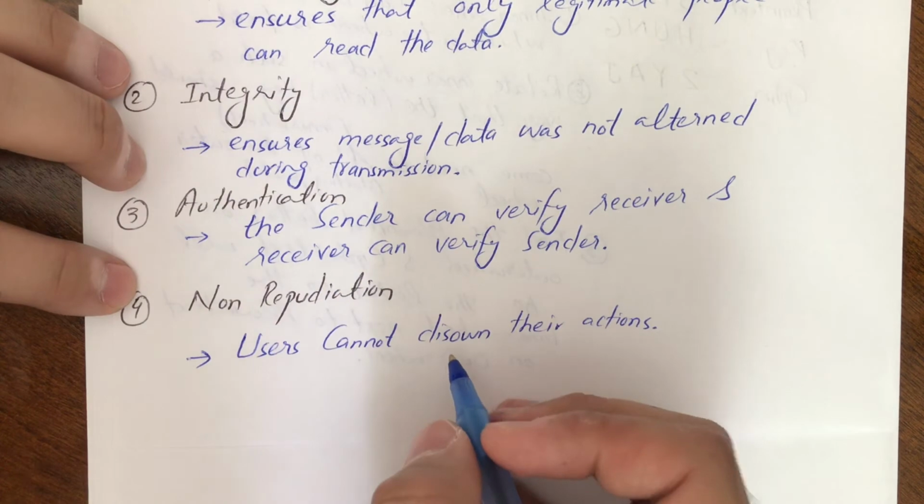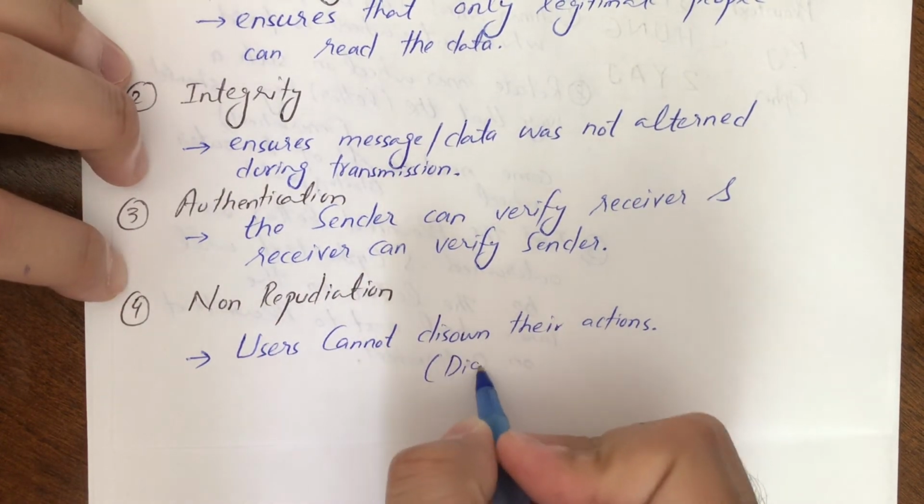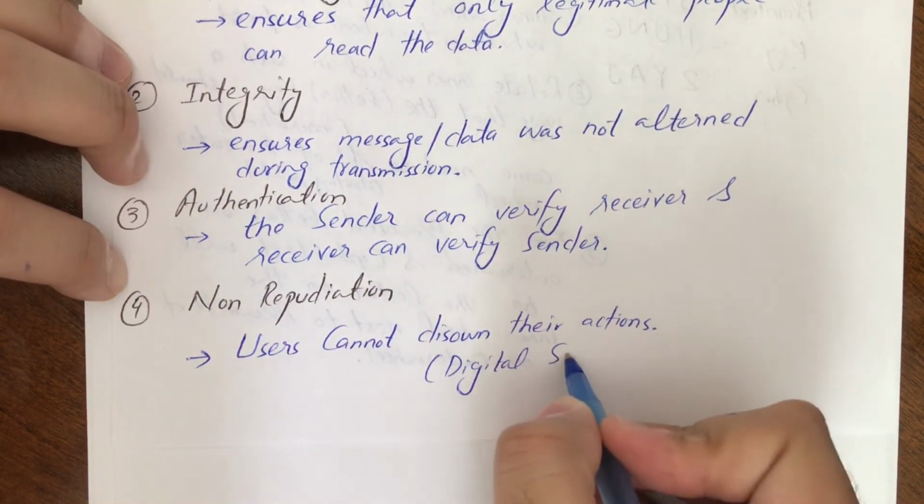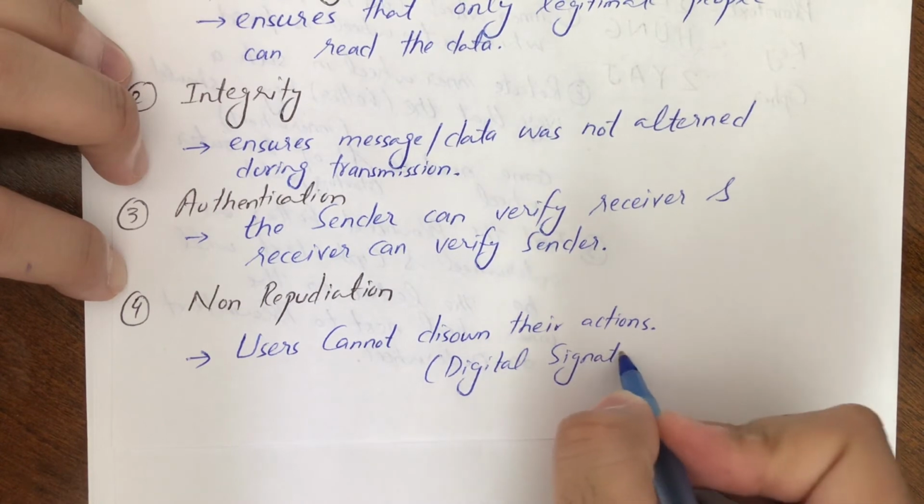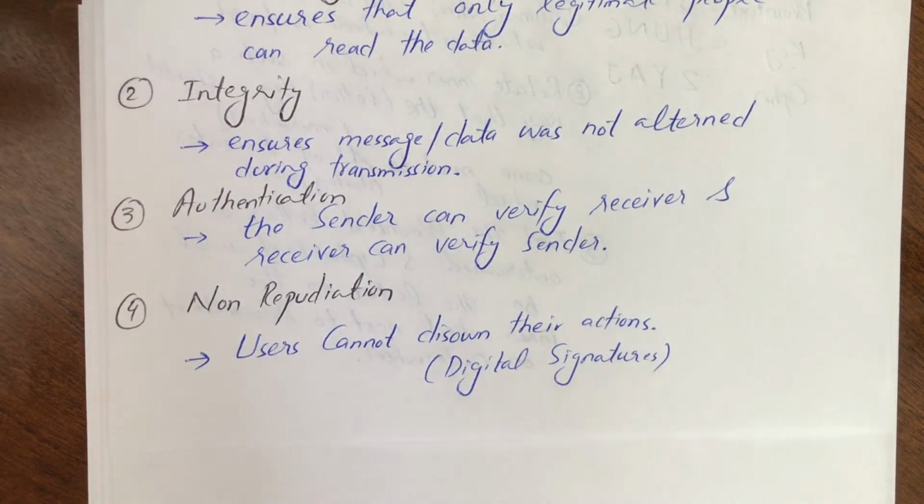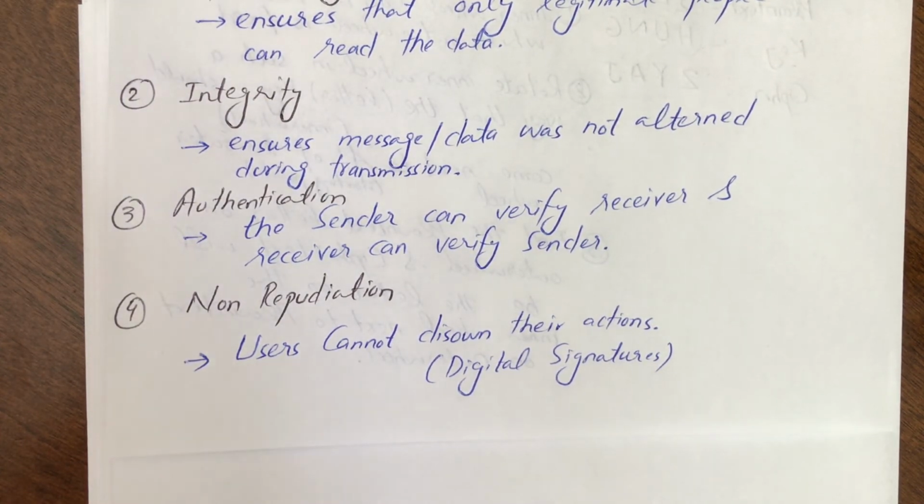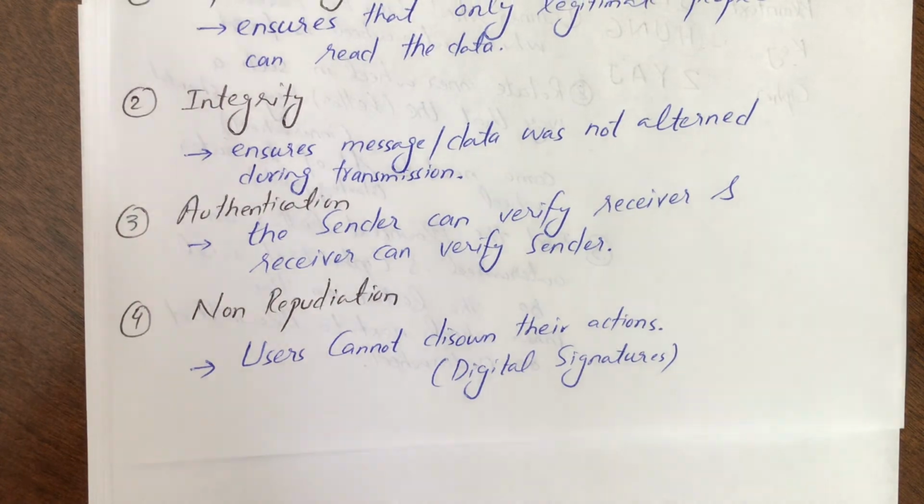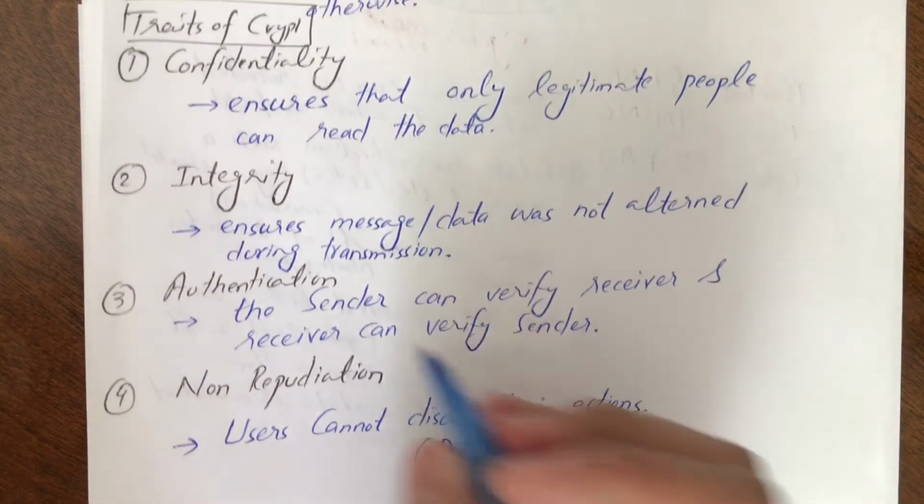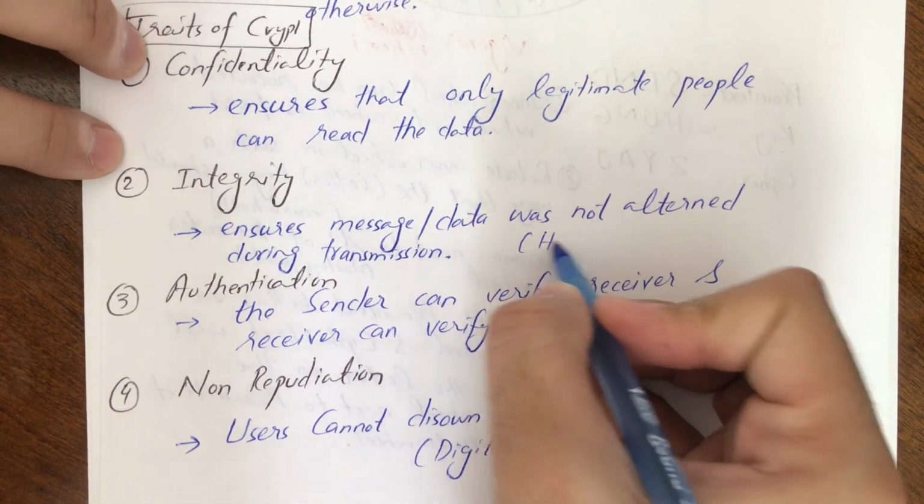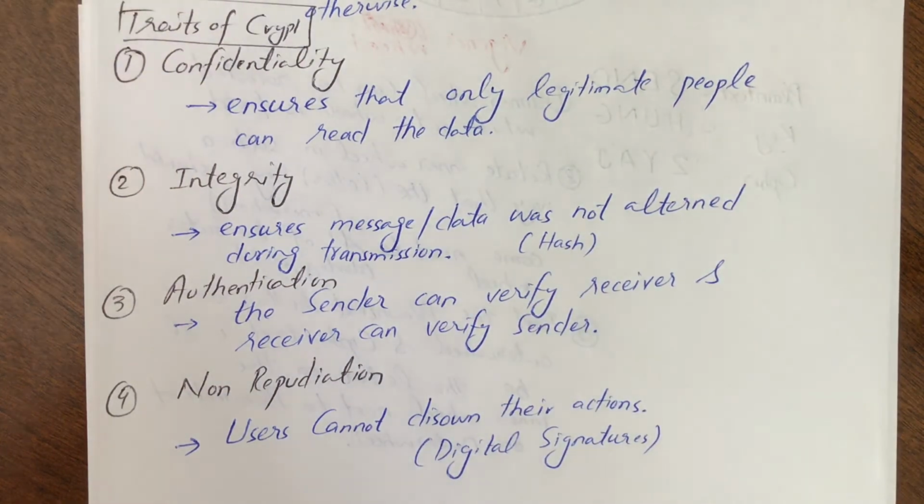How can we get non-repudiation? We can get non-repudiation by using digital signatures. And again, please remember one thing: we cannot get digital signatures with symmetric cryptography. We need to use asymmetric cryptography, which we use in web security and web application security, in fact. While integrity is something that we can achieve with a hash function.